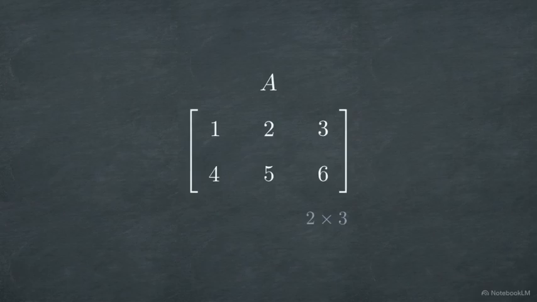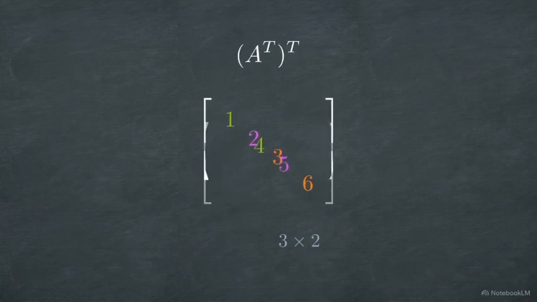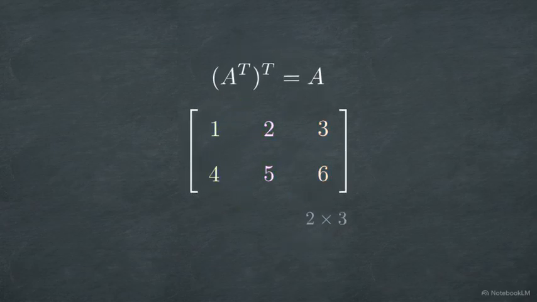Transposing a matrix means picking up its horizontal rows and turning them into vertical columns. The entire shape flips, turning a 2 by 3 matrix into a 3 by 2 matrix. If you transpose it a second time, it simply reshuffles directly back into its original starting form.